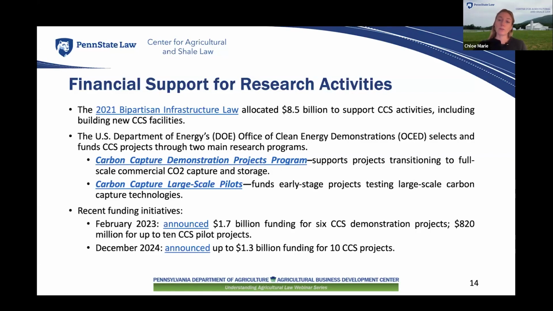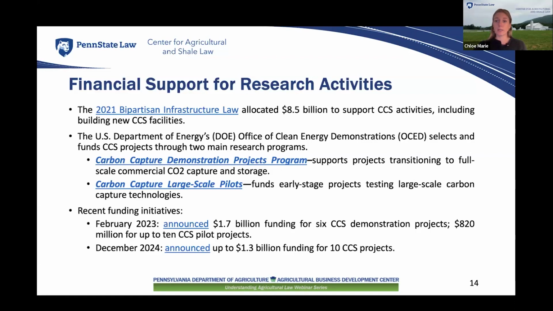And in 2023, the OCED allocated $1.7 billion to fund about 6 CCS demonstration projects, covering up to 50% of their costs. They also provided up to $820 million for up to 10 pilot projects, with the federal government covering up to 70% of the expenses.